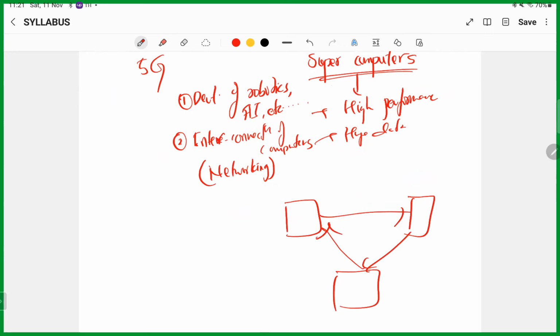Networking of computers. Look, for example, you are working in a supermarket. There are many counters to do billing. You might have some 10 counters to bill, but all these computers are interconnected. So that concept of interconnectedness, yes, good.